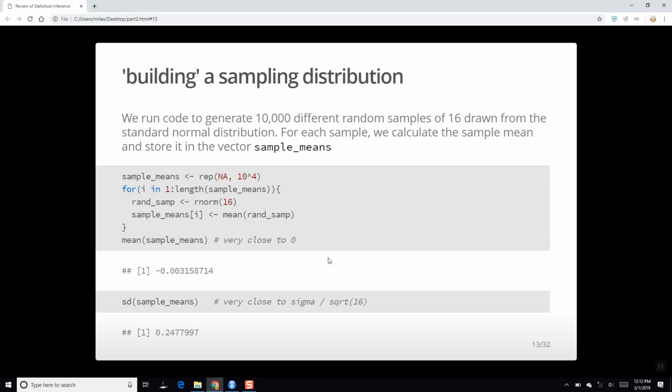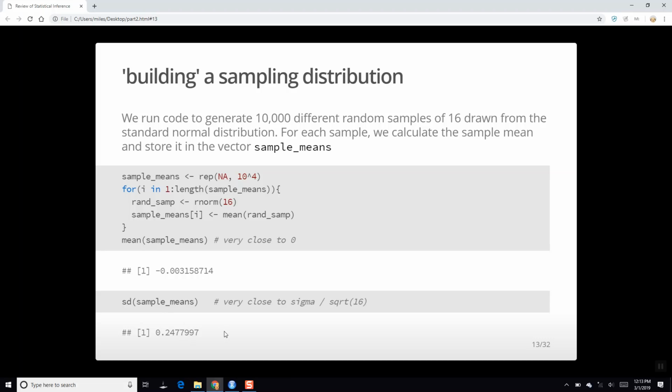And then the standard deviation of the population is 1, okay, because we're just drawing from the standard normal. And so the standard deviation of all of my sample means is around 0.25. It's 1 divided by the square root of n, which is what we've learned from the central limit theorem, right?